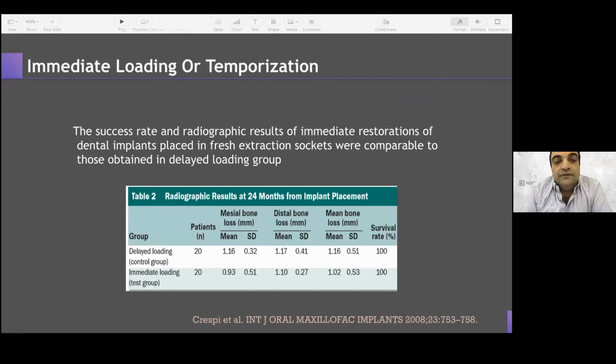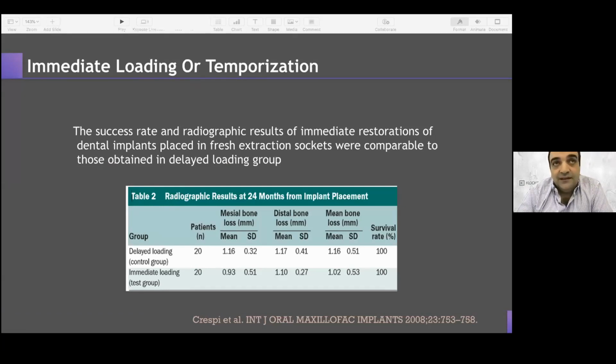So to finish, I'm going to speak a little bit about immediate loading or temporization, because in most of our cases, we are doing immediate implantation. We are doing simultaneously immediate loading or temporization.